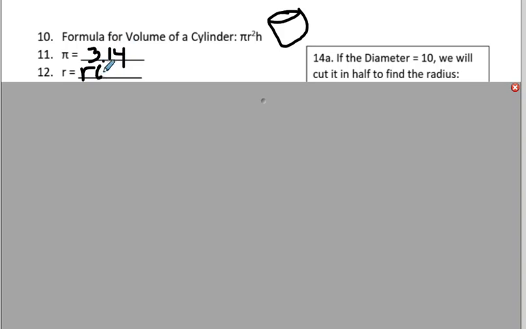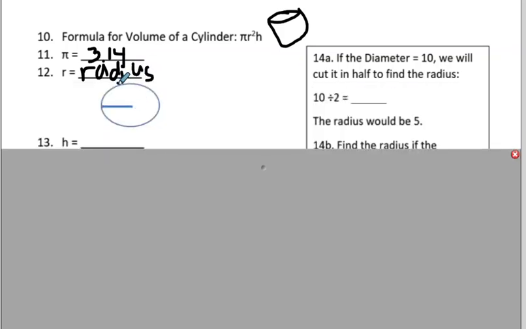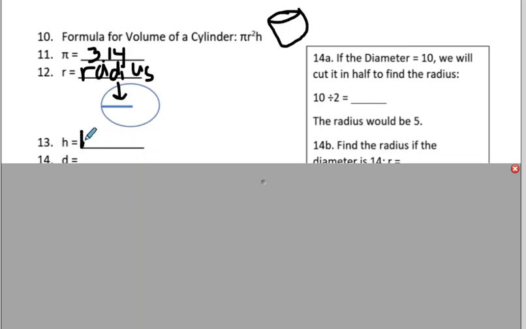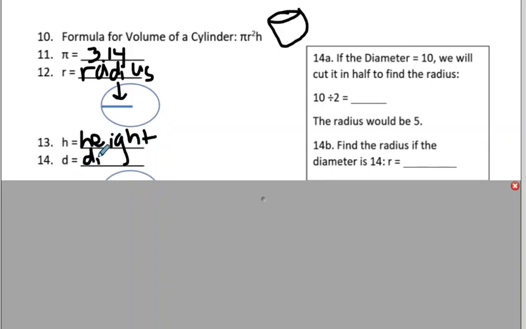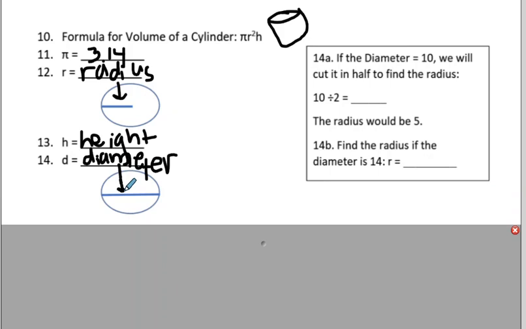R stands for radius. And the radius is halfway across the circle. So this right here is my radius. Important to note, the H stands for height. And the D stands for diameter. Okay, so whereas radius is halfway across, diameter is all the way across.